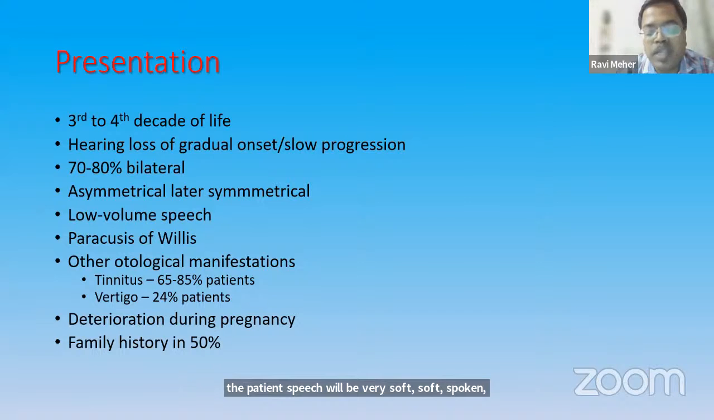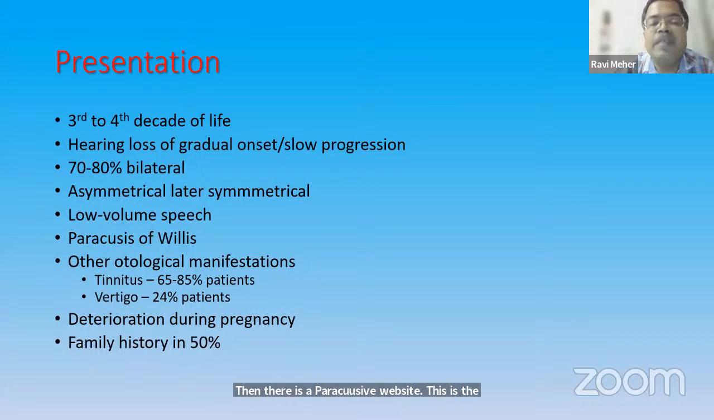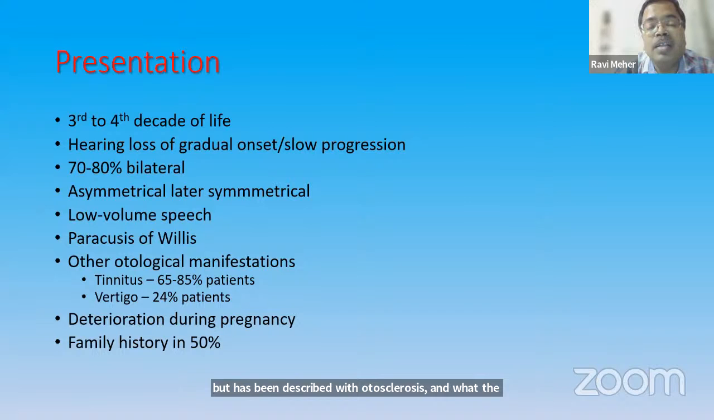Then there is paracusis willisii. This is a condition which is seen in any conductive hearing loss, but has been described with otosclerosis. And what the patient complains is that there is better hearing in noisy environment, and that is because in noisy environment we actually tend to raise our voice, and because we raise our voice, the patient's threshold of hearing is crossed and the patient is able to hear better. So this paracusis willisii is a phenomenon which is described with otosclerosis, but can be seen in any conductive hearing loss. There can be other otological manifestations like tinnitus and vertigo.